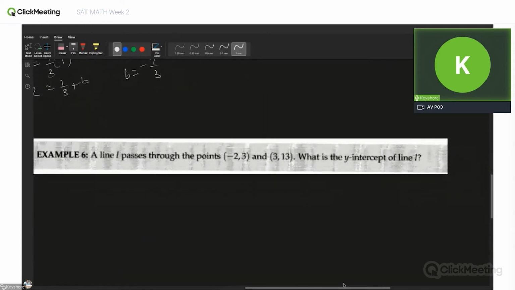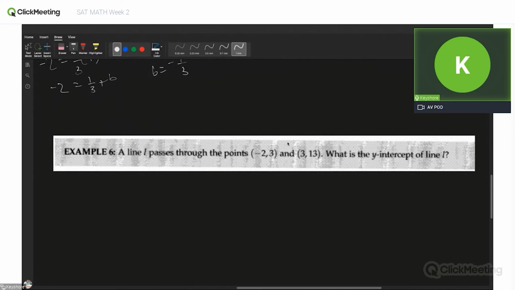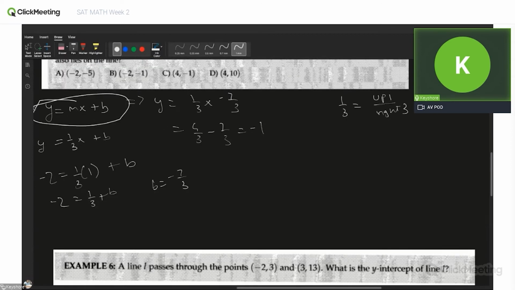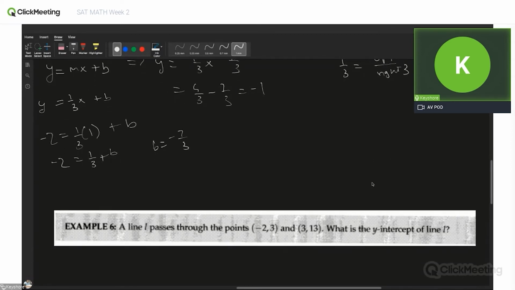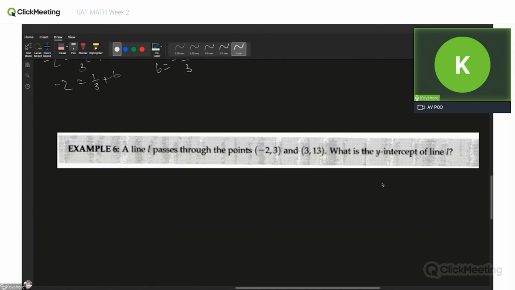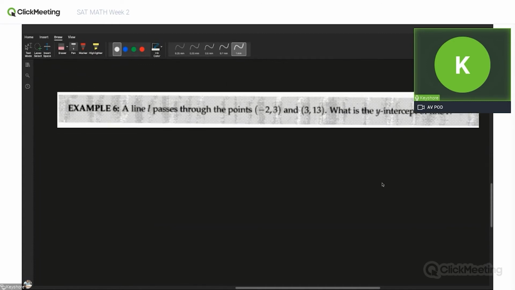All right. So we'll go to this example. A line L passes through the points -2, 3, and 3, 13. What is the y-intercept of line L? This one is probably much better to do this way, because I don't know how you would do it with the slopes. You could always keep moving up and down and see where it hits 0, but the equation method might be easier for this.